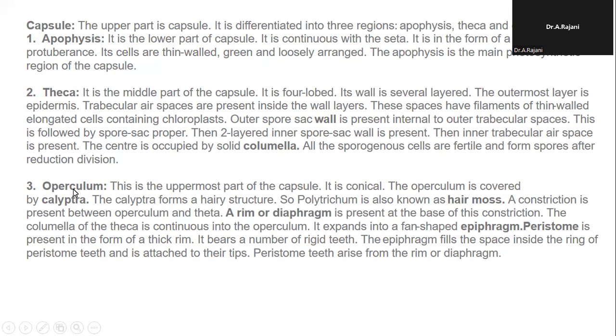And the uppermost part of this capsule, we call it the operculum or the lid, which is a conical shaped structure, just acting like the lid of a jug. The covering layer of this operculum we call the calyptra. This lid is attached to the theca region with the help of a rim or the diaphragm. Now below this diaphragm, or below this lid on the ventral side of it, we can see the presence of peristomal teeth.